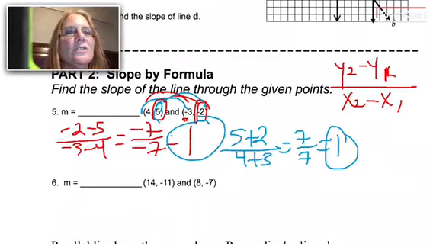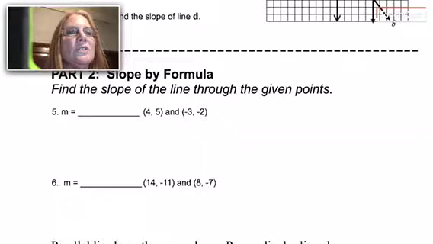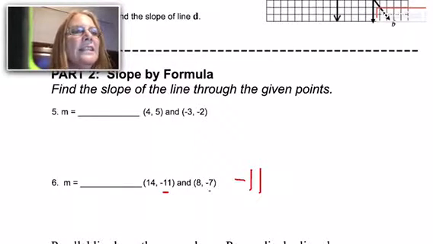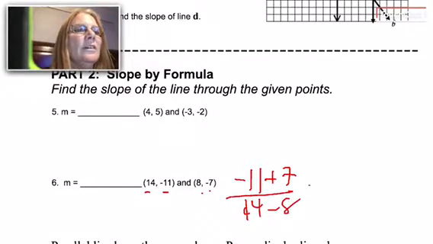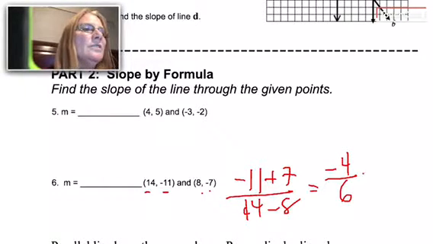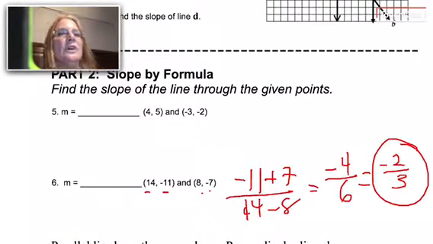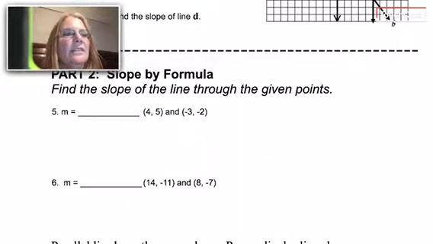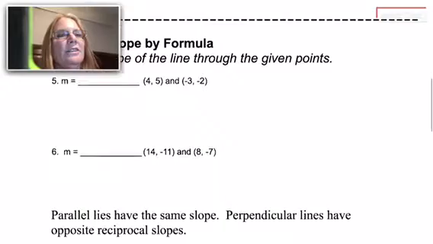Now let's look at number 6, and you will see we can say negative 11 minus a negative 7, so plus 7, over 14 minus 8, and you get negative 4 over 6. You can simplify that to negative 2/3. So you can find the slope using the equations.